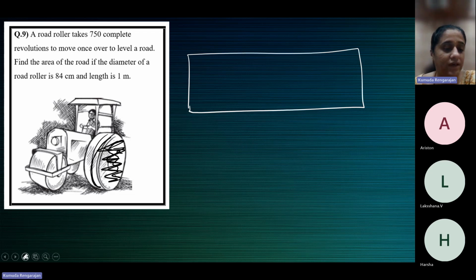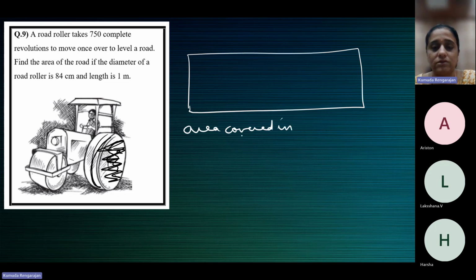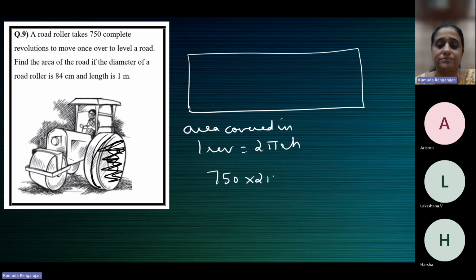So the area covered in one revolution is equal to 2 pi RH, because that is the formula to find the CSA of a cylinder. So the area covered in 750 revolutions will be 750 into 2 pi RH, and that will be equal to the area of the road.